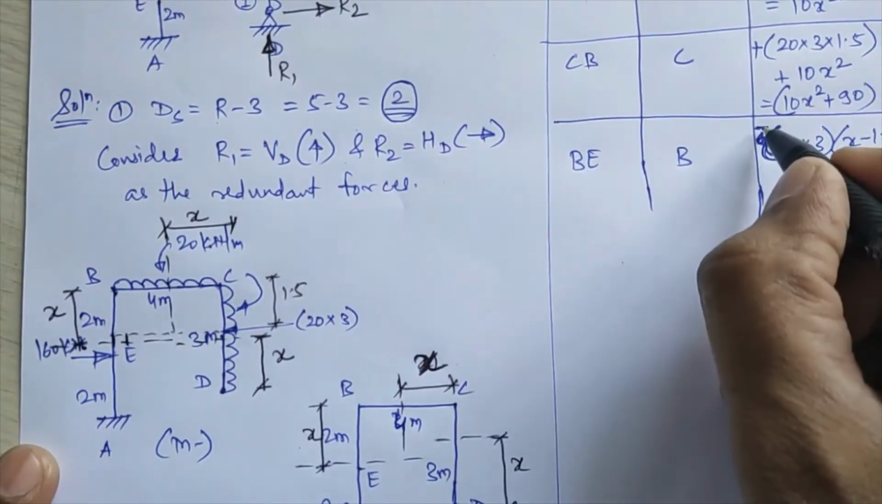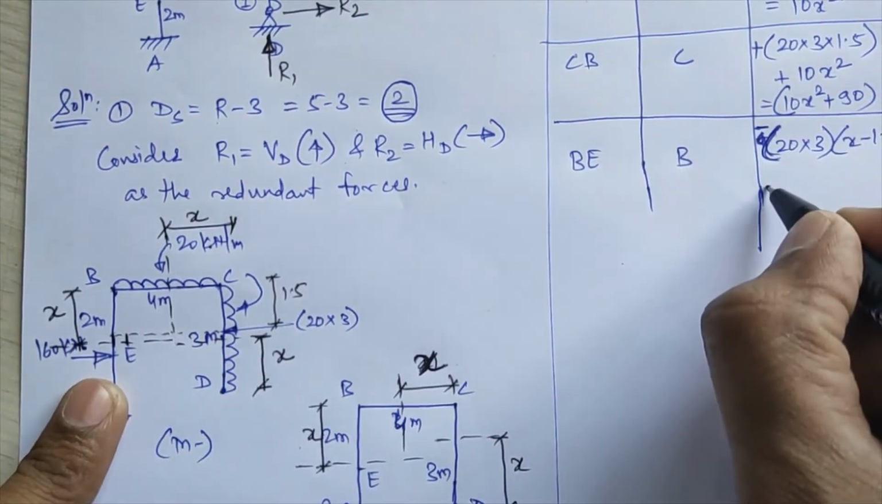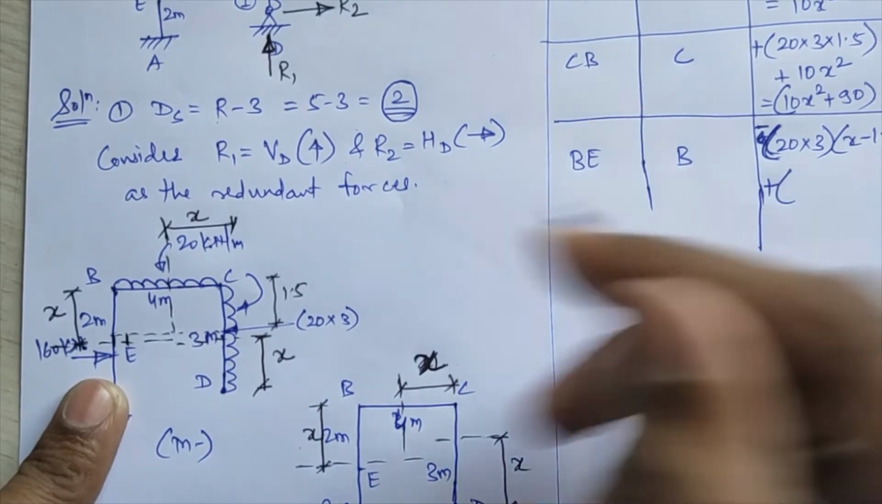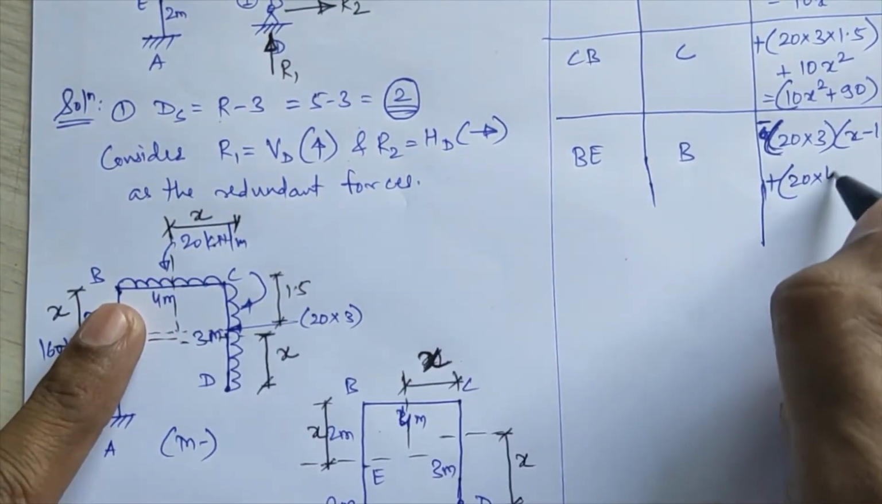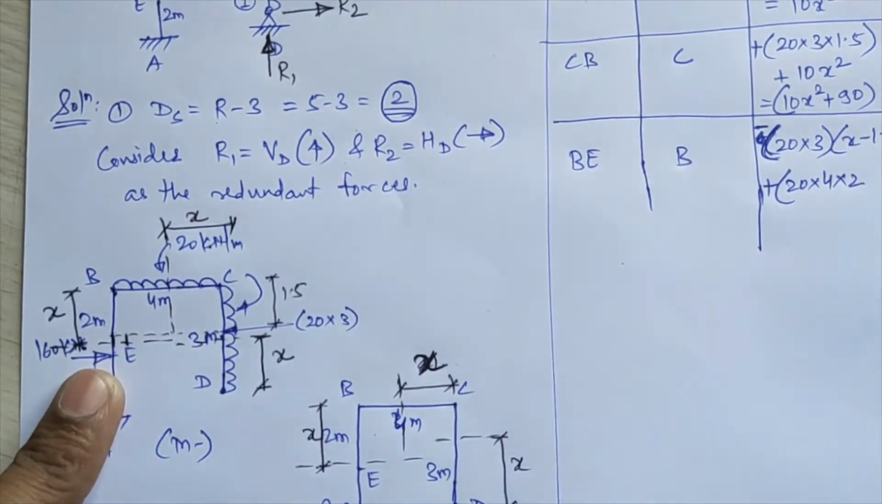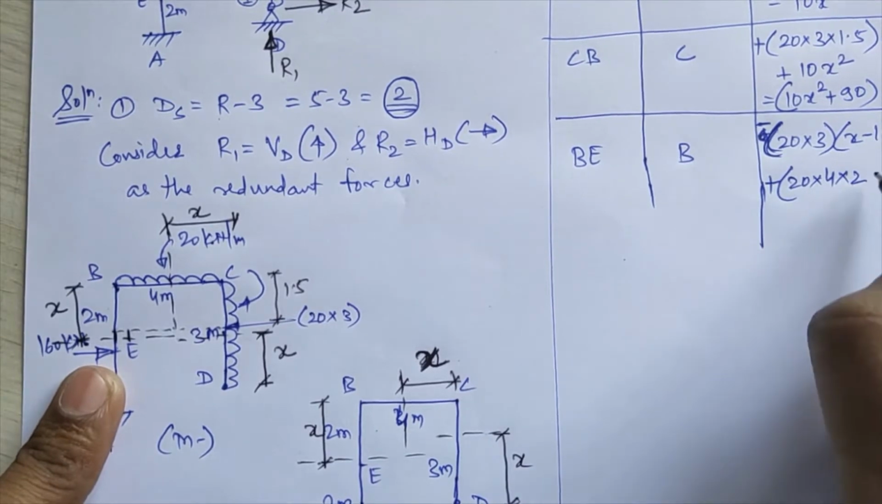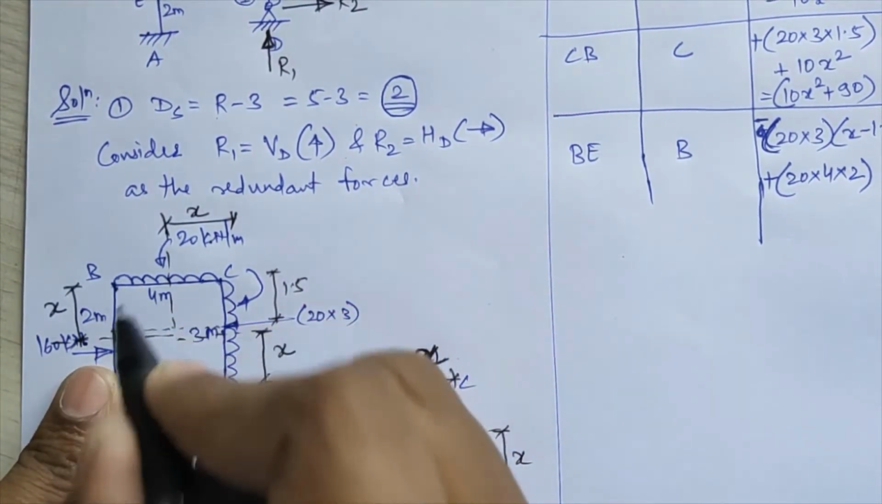So that will be your negative over here. Okay. Now next, the moment of this UDL. That will be a clockwise moment, so that will come positive. That will be 20, this is simple: 20 into 4 into your horizontal length, that will be equal to 2. Okay, 20 into 4 into 2. That will be your total moment of this portion BC UDL.